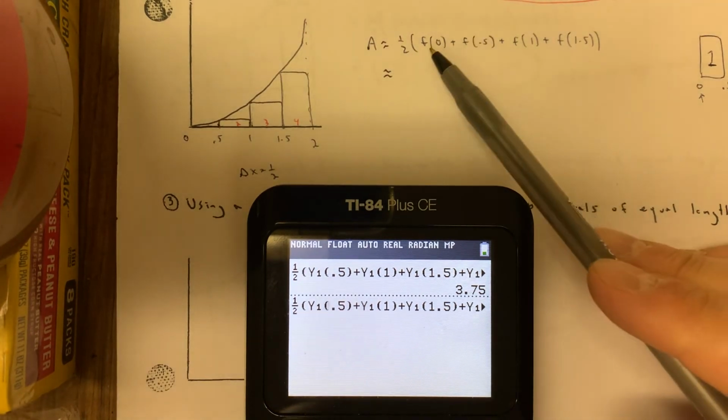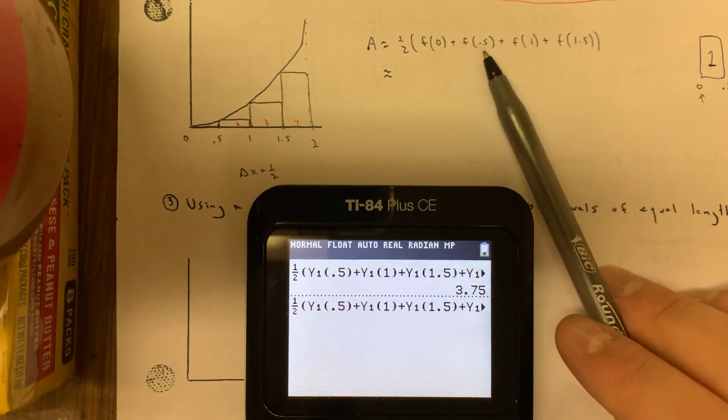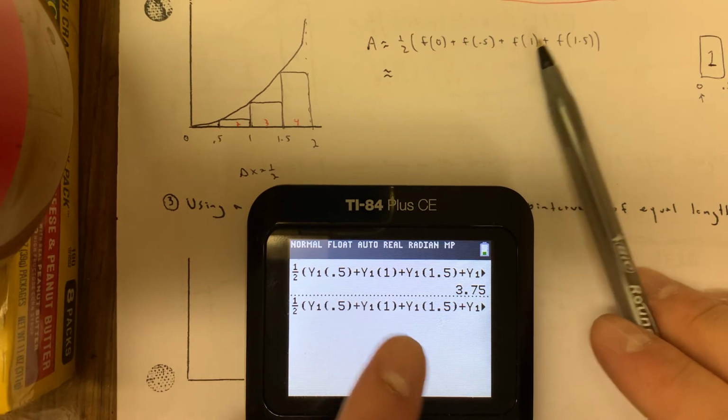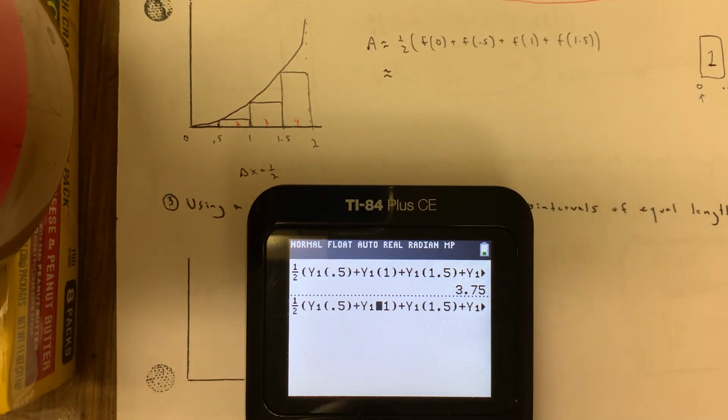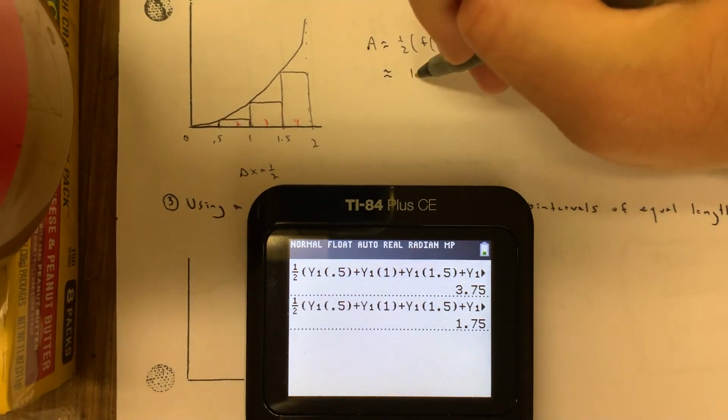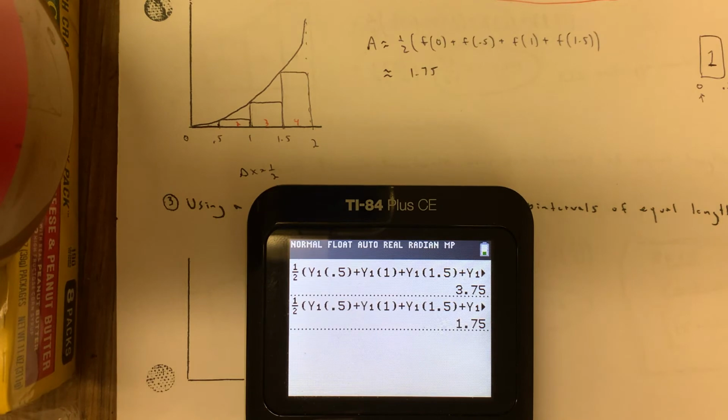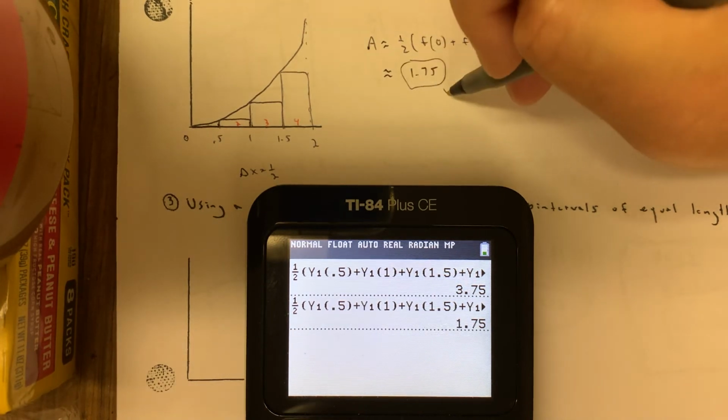But this guy right here started with f of 0, but he had the f of 0.5, which is here, had the f of 1, had the f of 1.5, just not the f of 2. We'll make the f of 2 f of 0. I hit enter there, and I get 1.75, which you can see for sure definitely looks like a lower sum.